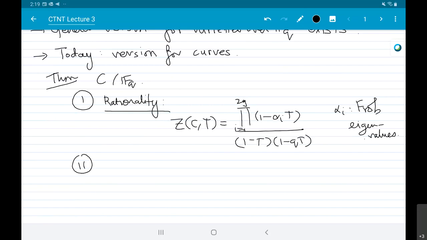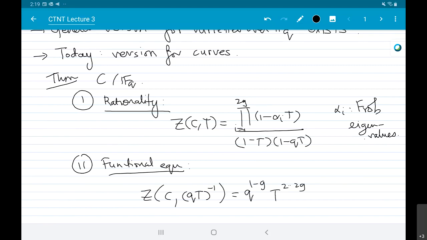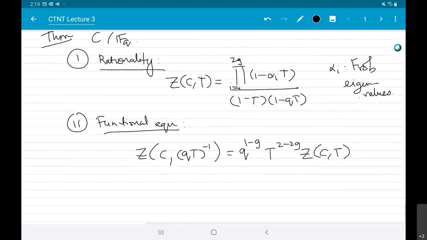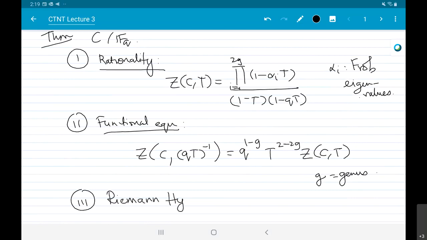The second is called the functional equation, which tells you about a sort of symmetry in the zeta function. So this is Z_C(1/(qT)) equals q^(1-g) T^(2-2g) Z_C(T). This is very useful. And here g is the genus of the curve, right? And the third is something called the Riemann hypothesis. And this was like the hardest part in the proof, and was proved last.